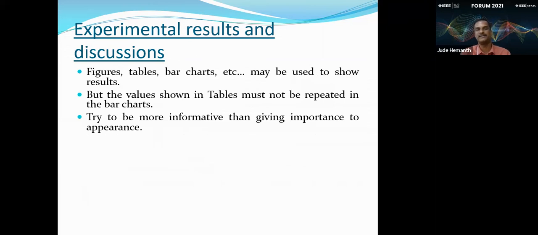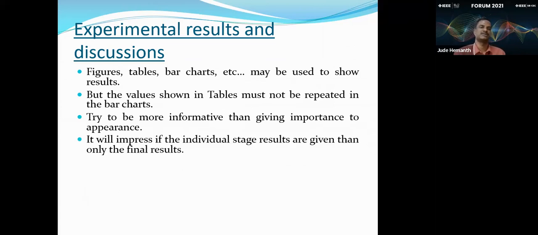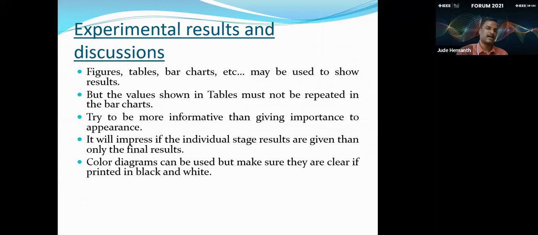Try to be more informative than giving importance to appearance. I'm not going to look at the beauty of your paper, right? The contents, very, very crucial. Color diagrams can be used, but make sure they are clear if printed in black and white. Otherwise, after acceptance, the publisher will continuously disturb you. The resolution is not good, resolution is not good.